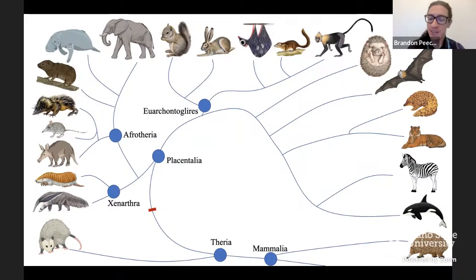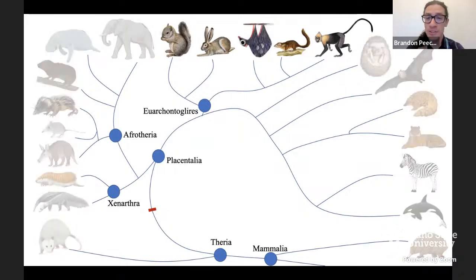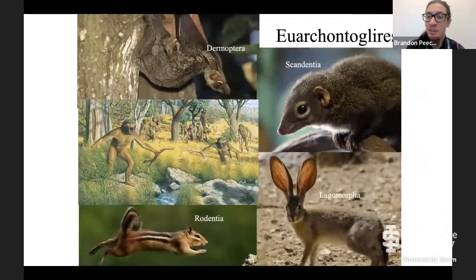And so Euarchontoglires is this group of 5 orders, including some familiar faces and some faces you probably don't know that we'll talk about. Here they all are together. So you guys, we are the primates. And there's a nice picture, I don't know if that's Homo habilis or who it's supposed to be, a Homo species in Africa getting social. And then it's also these other 4 orders.